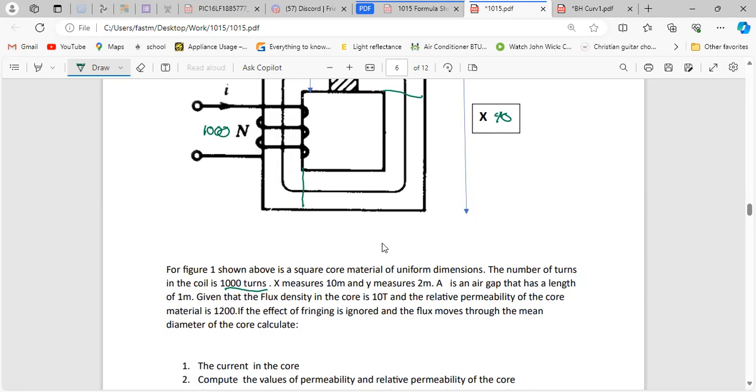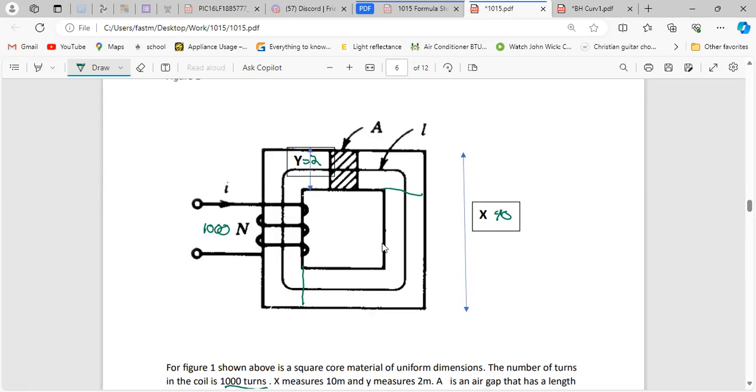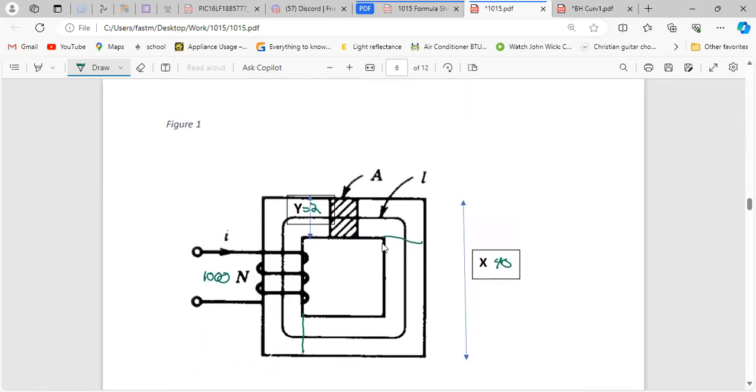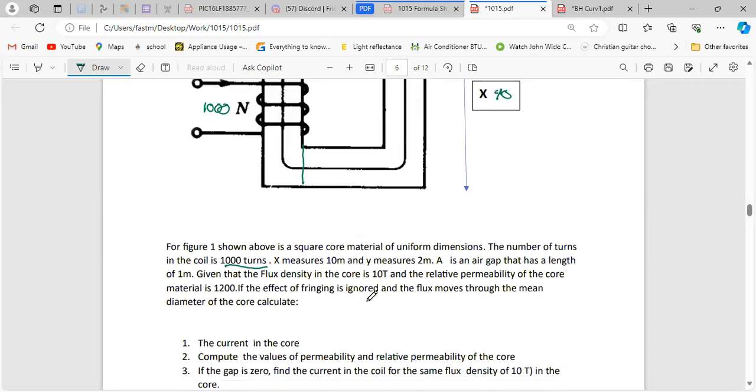The air gap, A, is this air gap, and they said the length is 1 meter. Nice, you're going good. Given that the flux density in the core is 10, they said B is 10. And we know that the B for the core is the same as the B for the gap. Everything is coming together. What else do we know? The flux for the core will be the same as the flux for the gap. Something to keep in mind.